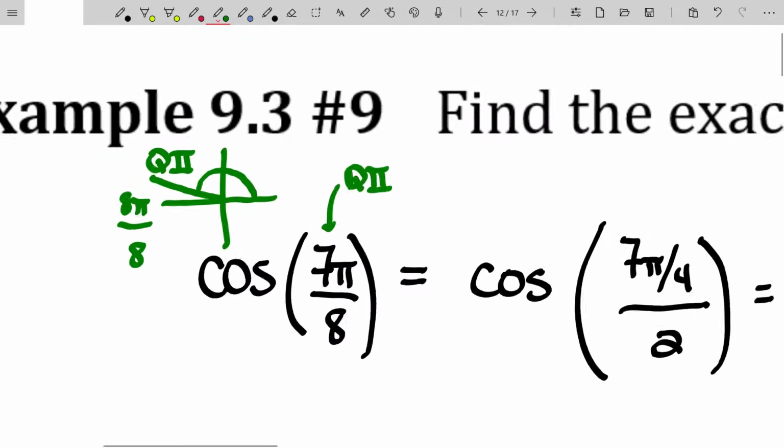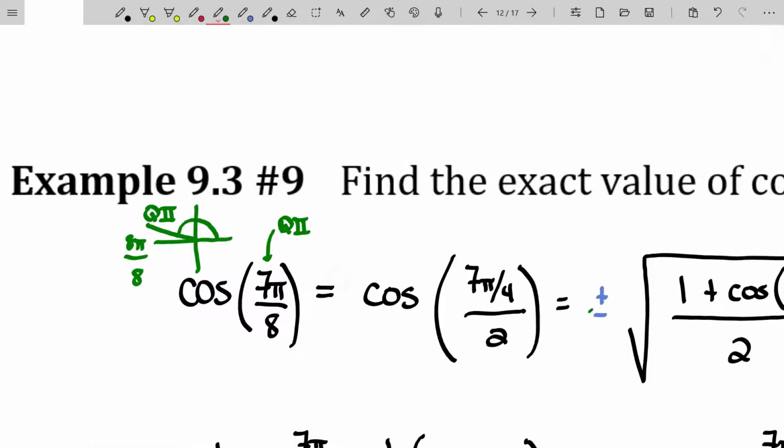We know that in quadrant 2, cosine should be negative. So we are going to throw out the positive version, because in quadrant 2, again, cosine should be negative. So that's how you do this.